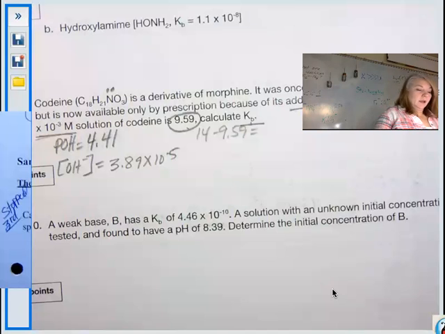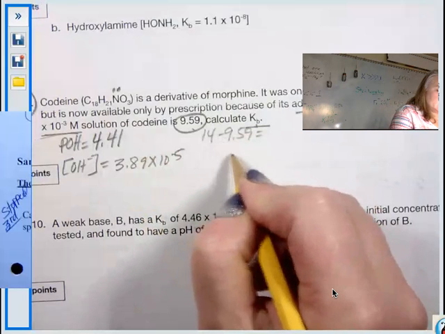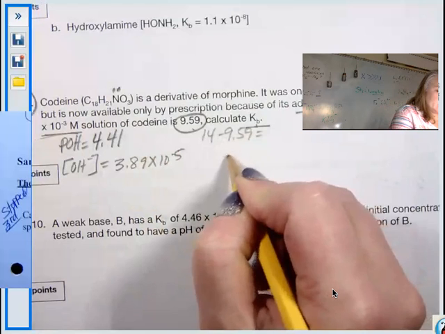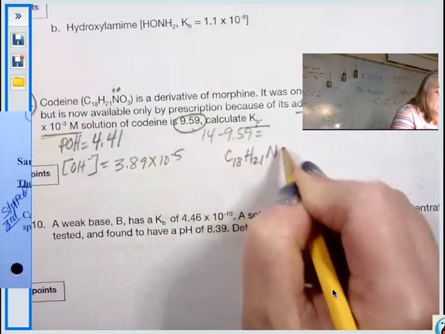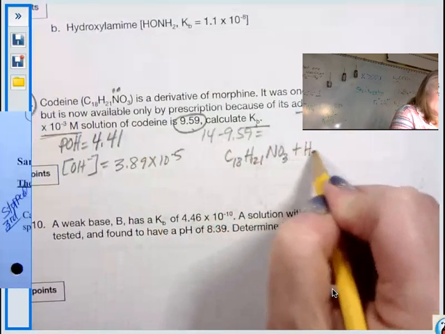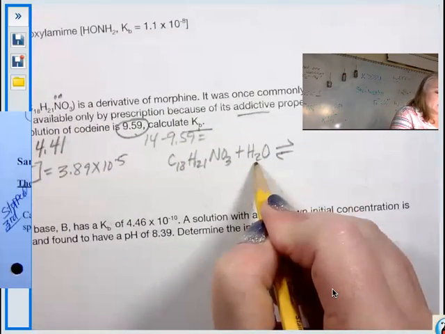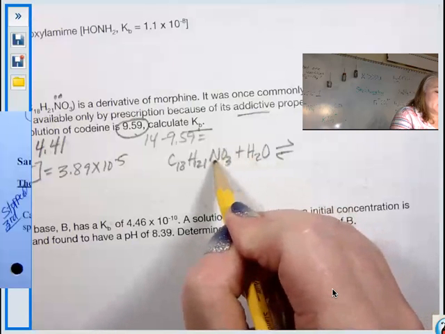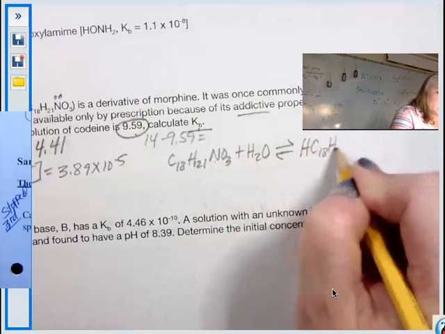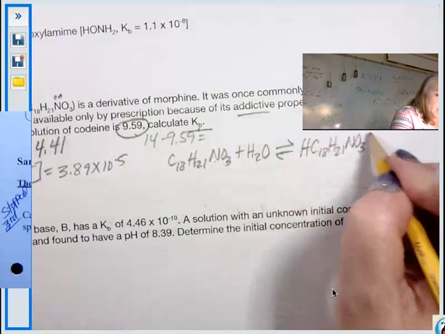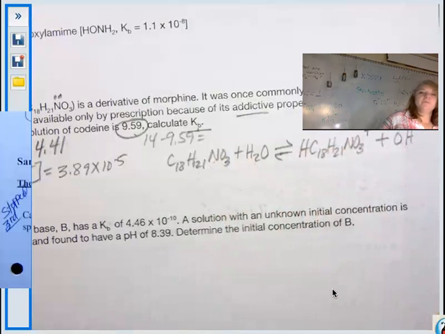If your species is acting as a base, so you've got this base, I really don't want to write it out, but I will. C18H21NO3 plus water. It's going to rip water apart, and one of the H's is going to come up and buddy up over here. So you'll have HC18H21NO3 positive, plus OH minus.